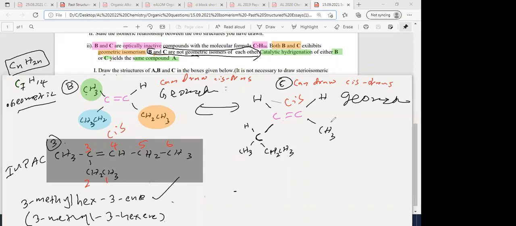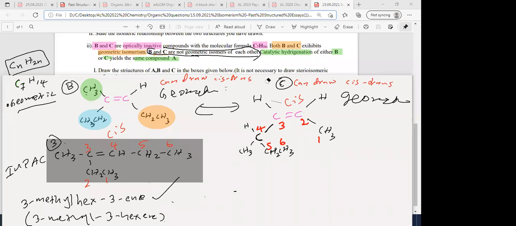What is the condition? The double bond should get the lowest number. Please write it, everyone. When numbering, the priority is not for the substituent group, the double bond should get the lowest number. Numbering 1, 2, 3, 4, 5, 6. That is how you should number the chain.